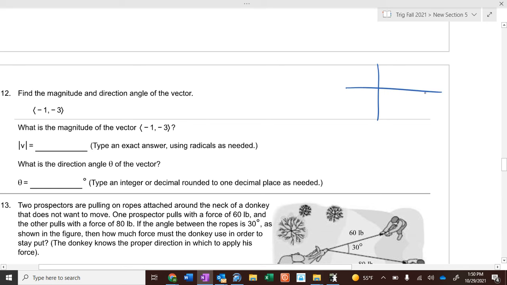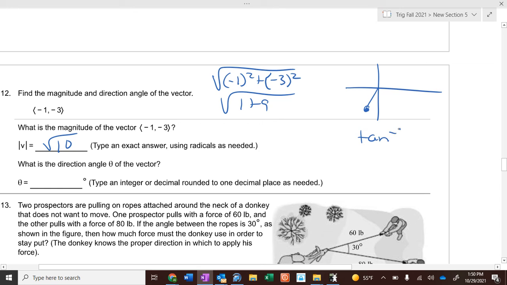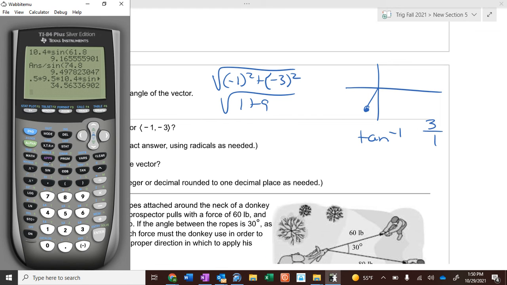Magnitude and direction of each vector. If we're at -1, -3, we're right down here. What quadrant? Third. So the magnitude is the square root of -1 squared plus -3 squared, which is 1 plus 9, or the square root of 10. Then we go the inverse tangent of y over x, 3 over 1. So you go the inverse tangent of 3, and you get 71.6.